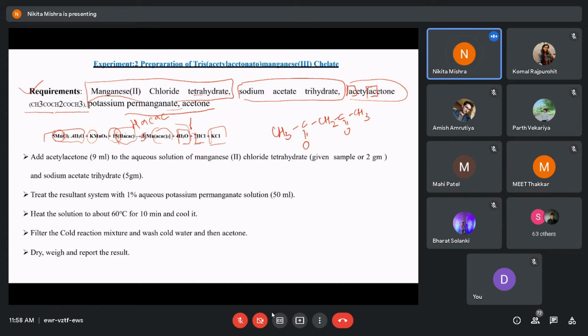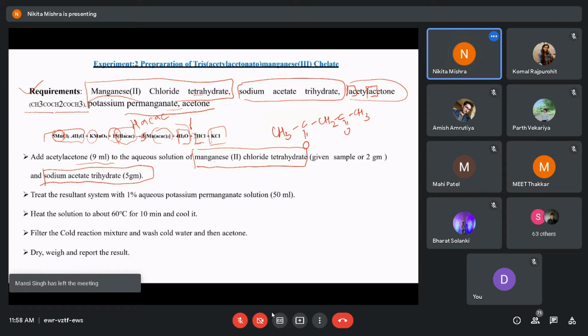Now we will see the preparation of tris(acetylacetonato)manganese(III) chelate. So first we have acetylacetone, 9 ml. In what do we have to take it? We have to take it in a beaker with an aqueous solution of manganese(II) chloride tetrahydrate and sodium acetate. Then what we have to do is add this acetylacetone.